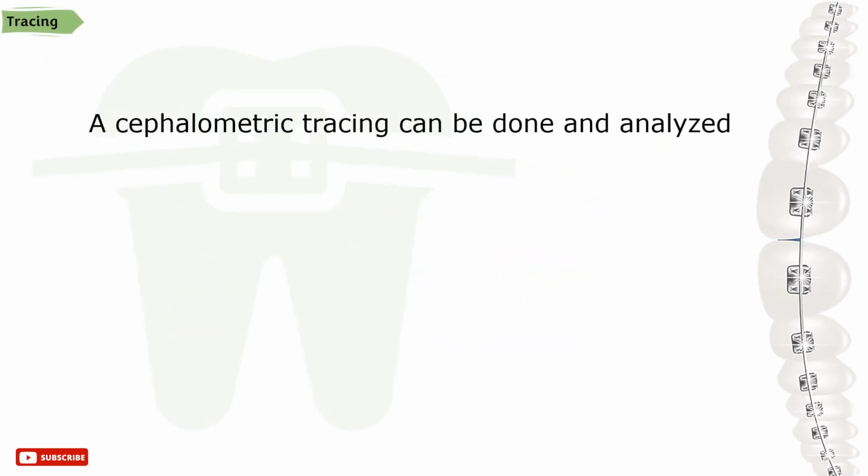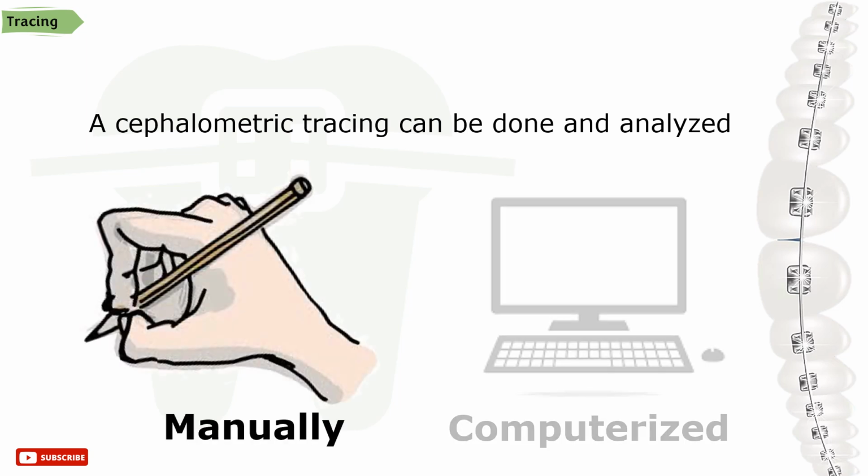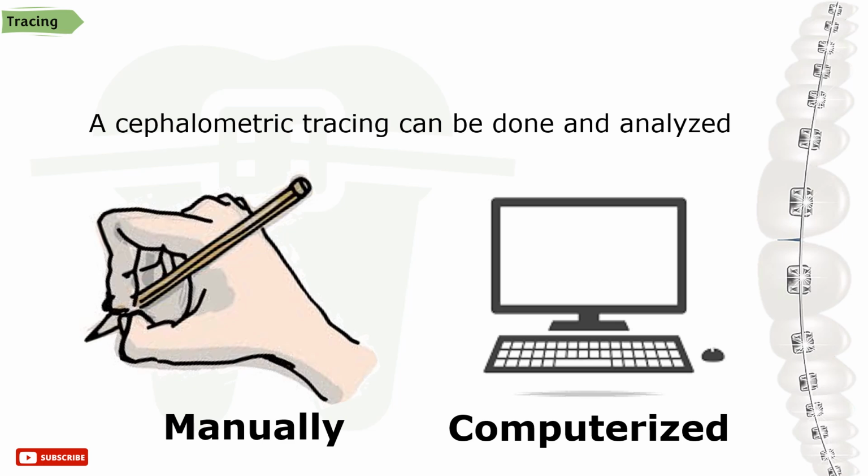Cephalometric tracing and analysis can be done by one of two methods, either manually or computerized using artificial intelligence-based cephalometric tracing and analyzing software on the computer or mobile apps.